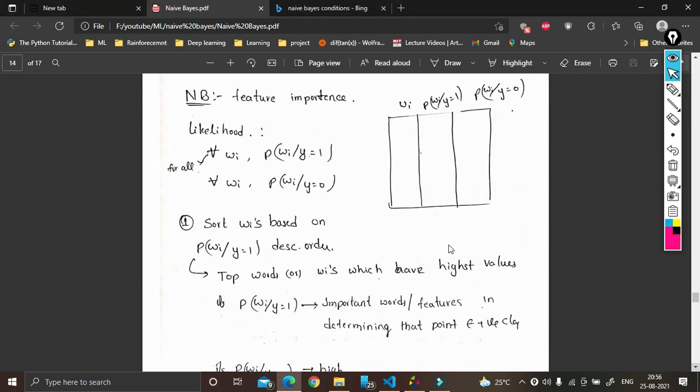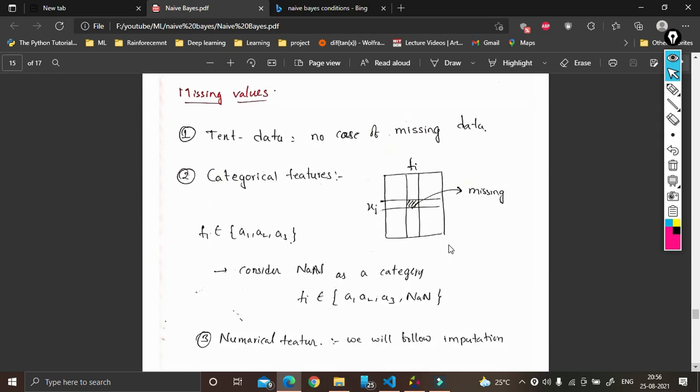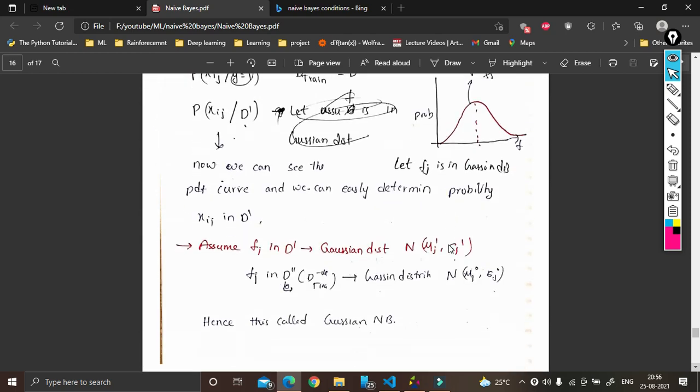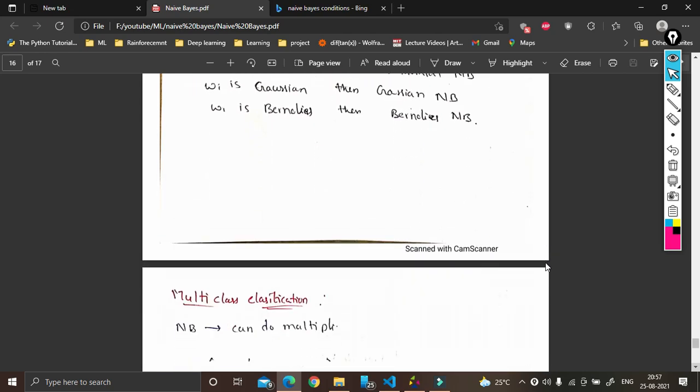Next, coming to missing values. Missing values are also considered a class in naive Bayes, which is a good thing. And here we have different techniques like multinomial naive Bayes, Gaussian naive Bayes, and Bernoulli naive Bayes. These are the different variants in naive Bayes.